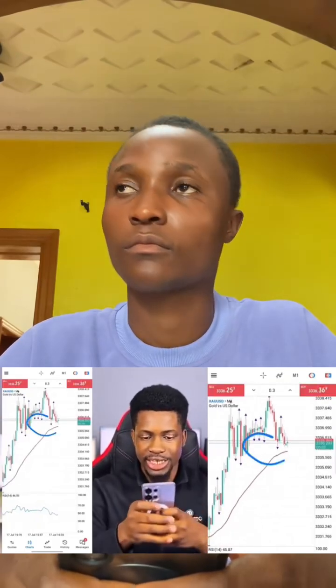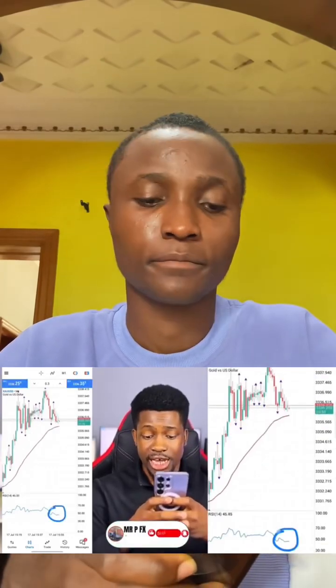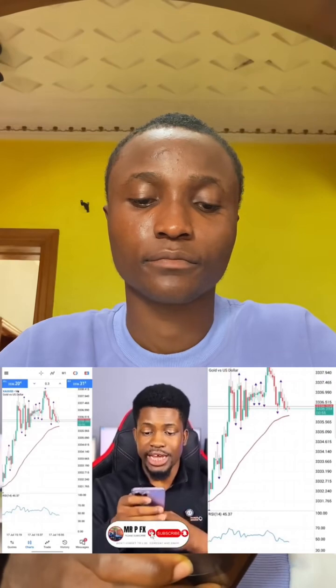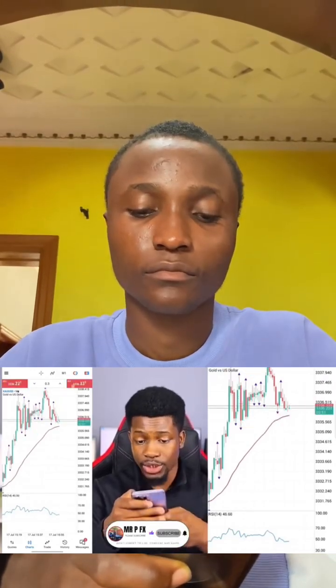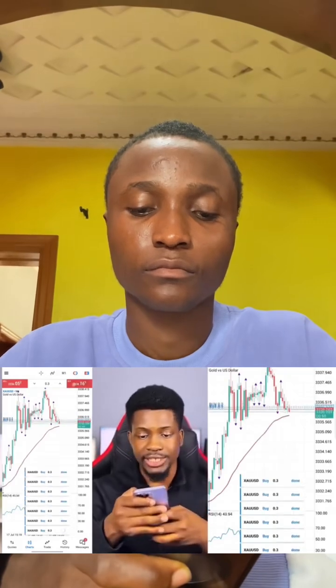You can literally see that fractals are grouping around the spot, meaning that that's good. Now, if you check out our RSI, it is below 50, that's also good. Now, if you check out our moving average, it's also above our moving average, which is good. So what can we do? We can easily stock into some trades, right? I'm just using 0.3, which is actually very, very nice.